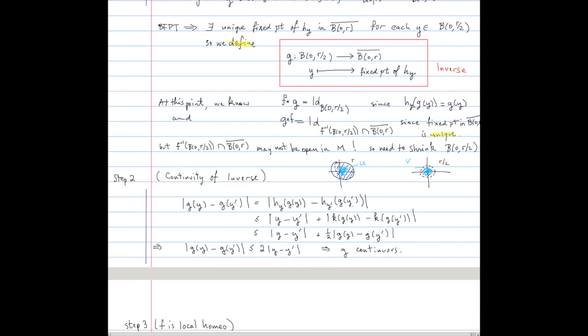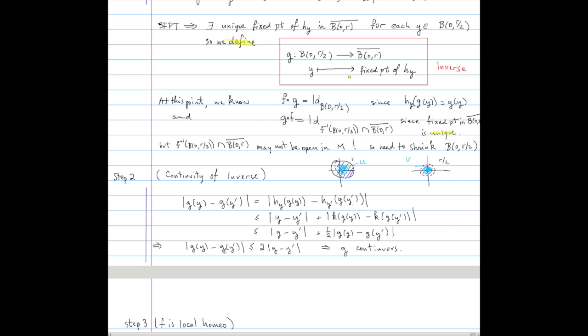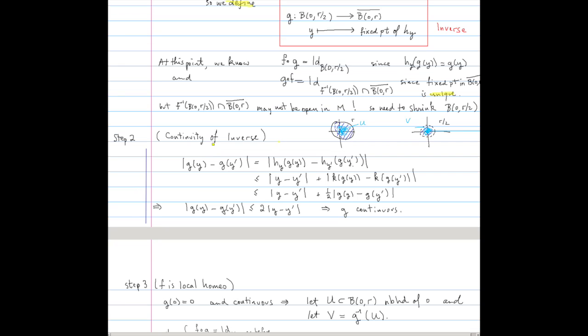But before fixing this small issue, we're going to need to show that G is actually a continuous map. Because of the funny way that we defined it as a collection of fixed points for various different maps, it's not completely obvious that G is continuous. So to show that it's continuous, we do the standard proof. We look at the size of G of y minus G of y prime, and try to bound it by the size of y minus y prime.